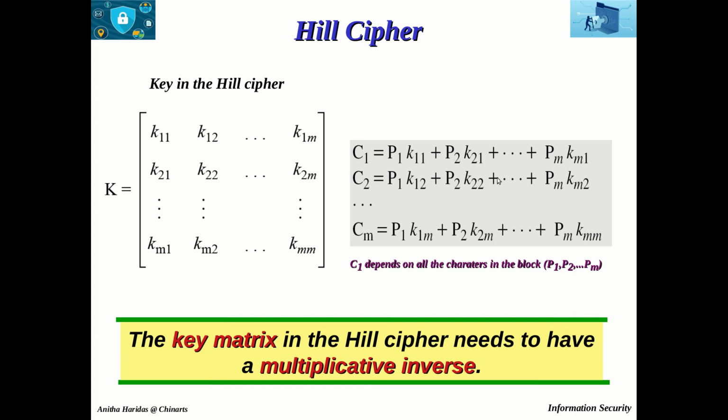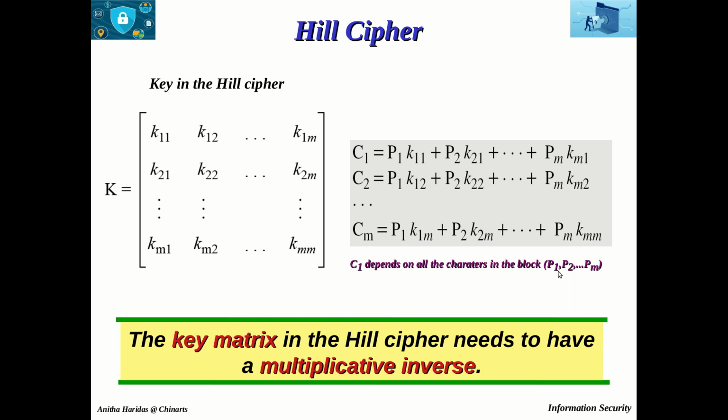Then the same block will be used with the second column for producing C2. And again the same plain text will be used to produce Cm and so on. So here C1 depends on all the characters in the block. This is what we have to note. This is one very important point that we have to understand. Each character in the ciphertext depends on all the characters in a plain text block.